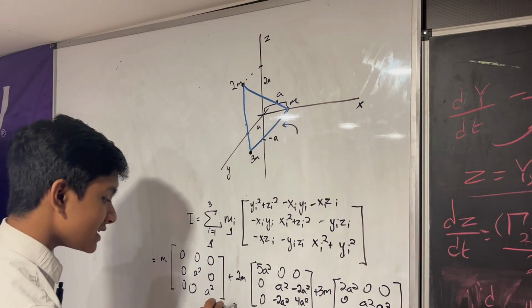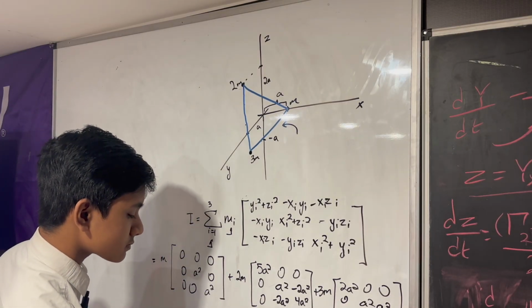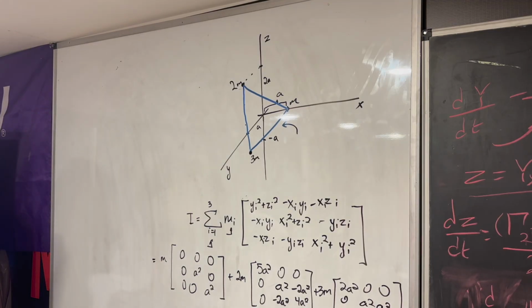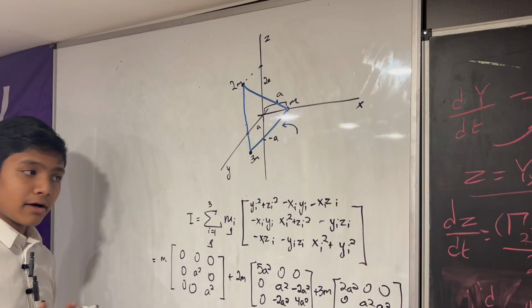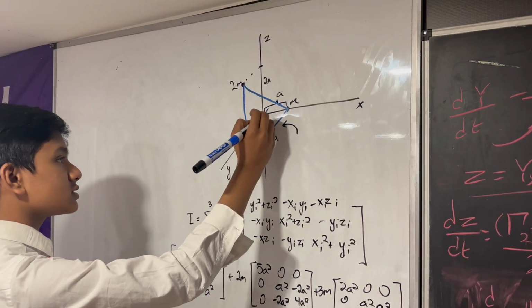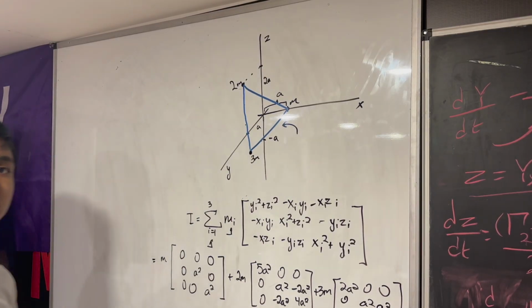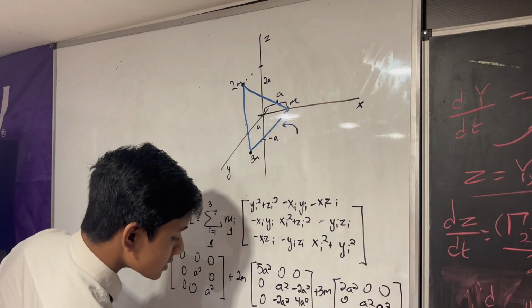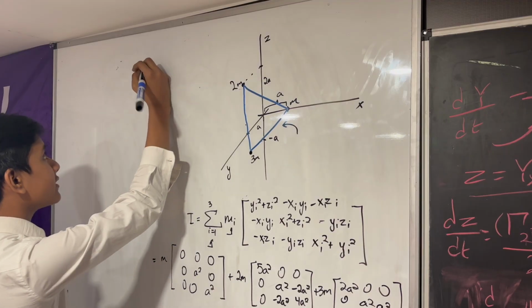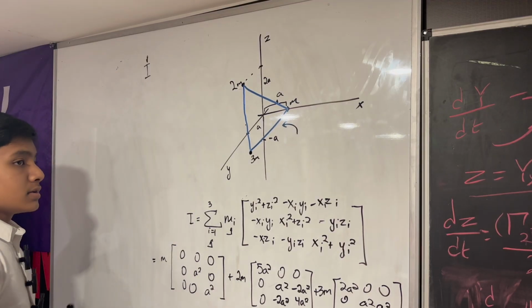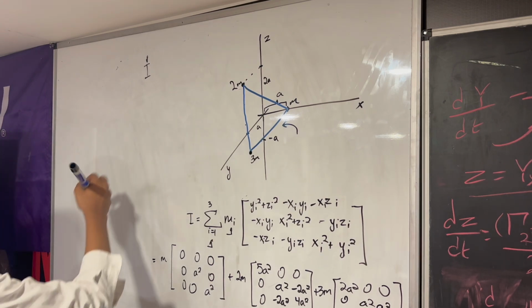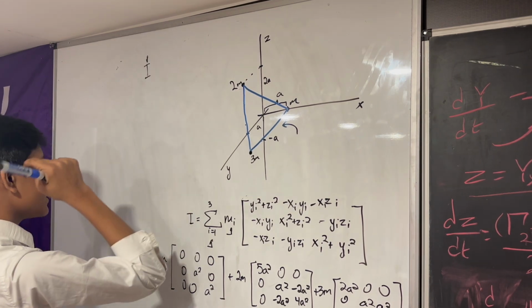Which means this is the inertia tensor. Okay, so now let's figure out how to find not just the moment of inertia about an axis, but the principal axes of this, which are the eigenvectors. So, what are the eigenvectors of this matrix?